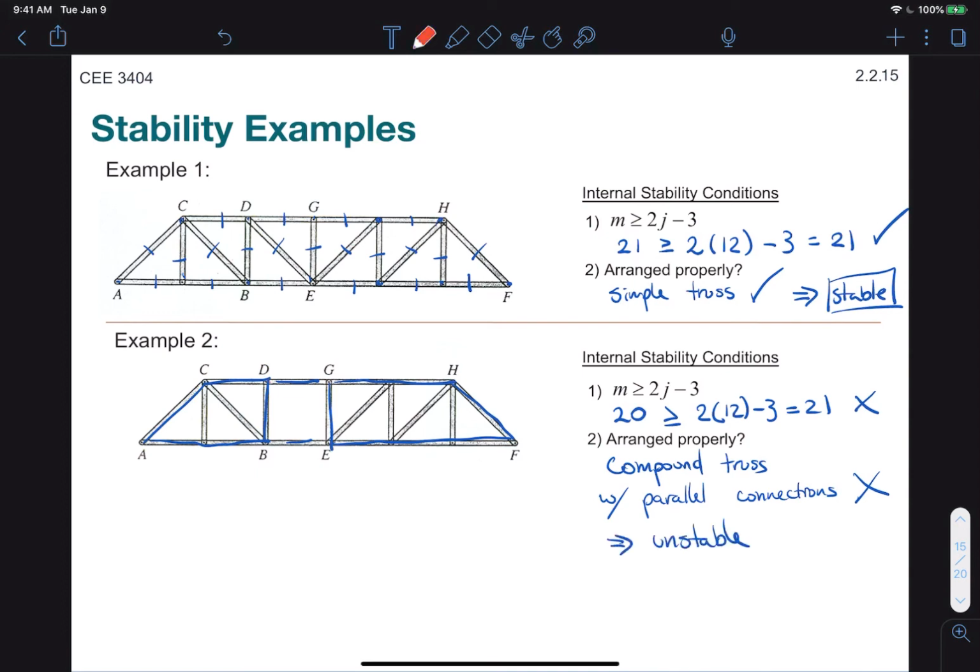Indeed, if we think about this and we support the left simple truss and apply a load to the right simple truss, then indeed we expect this to rotate around points D, G, B, and E in such a way. If we wanted to prevent this from happening, we could add an additional member, and this would have to be a diagonal member.